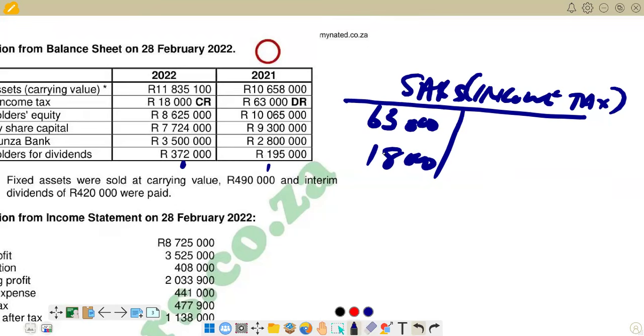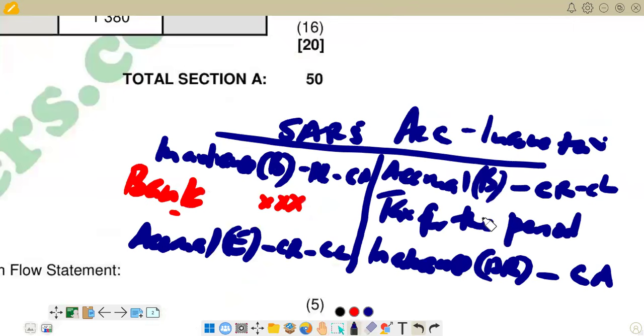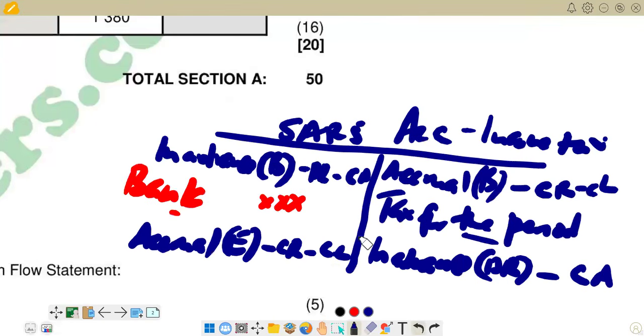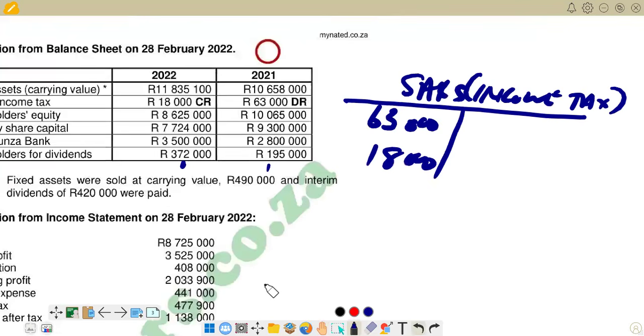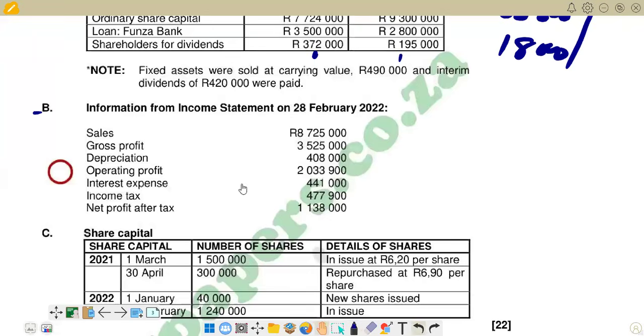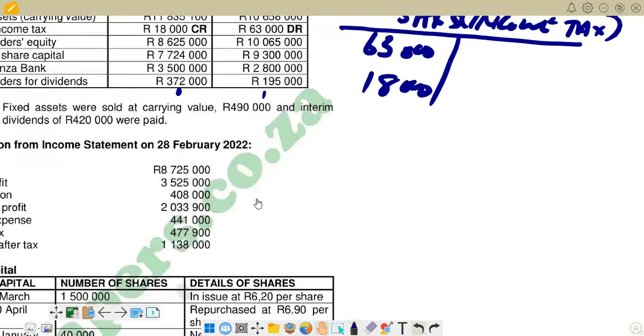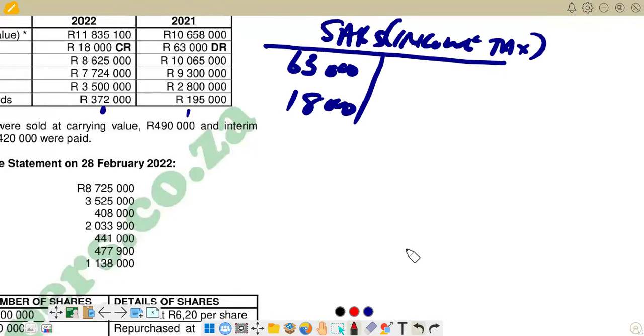So what it means now is we are looking for the SARS amount that's supposed to be on the credit side. Remember, this one, tax for the period, is the one that we are looking for now. Let's try to see what we have there. So this is the amount of tax for the period. We are going to look for that amount, and then we put it on the credit side. So if you come here, you see the amount that you are given here, income tax 477,900. So we're just going to put it on the credit, 477,900.